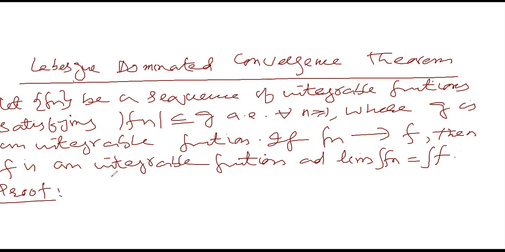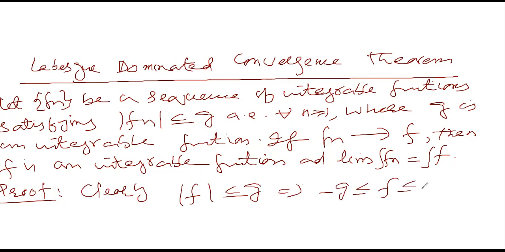Proof of this theorem. So this fn is less or equal to g, so its limit is also less or equal to g. Clearly, mod of f is less or equal to g, which implies minus g less or equal to f less or equal to g.